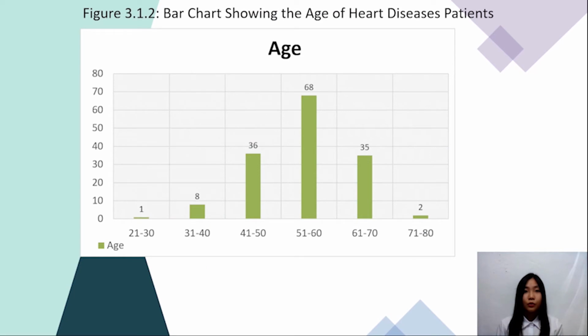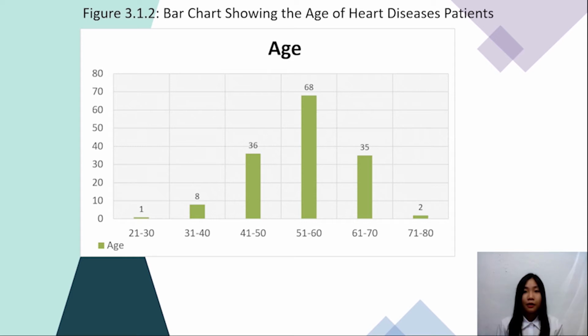Next, we go to the bar chart showing the age of heart disease patients. For the bar chart, we can see that both the younger group with the class between 21 to 30 years old and the older group with the class between 71 to 80 years old were the least, at only 1%, equal to 1 patient and 2 patients respectively from the total of 150 patients.